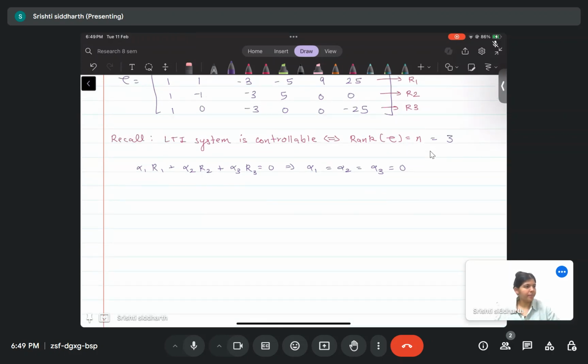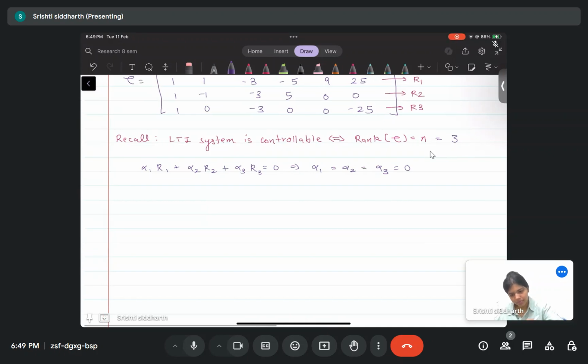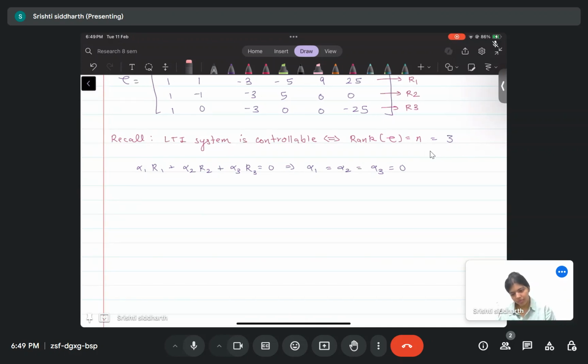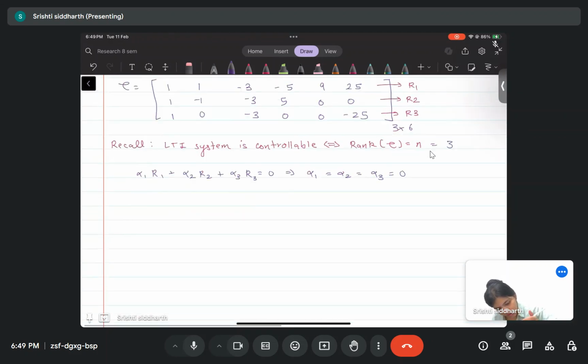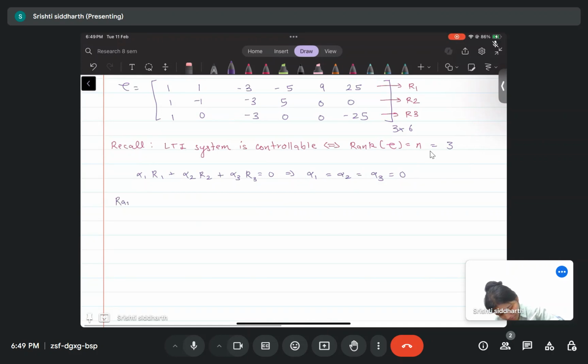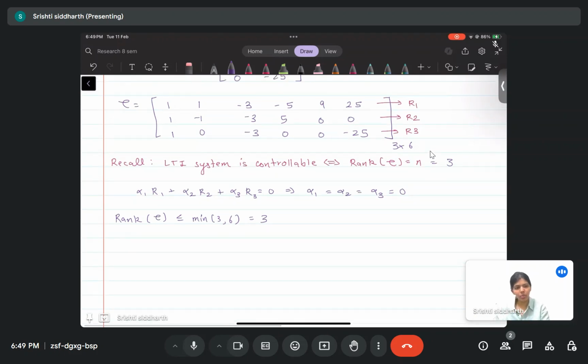Okay, so let's see. This is 3 by 6, and the rank is going to be less than or equal to the minimum of 3, 6. So the rank is going to be either 3 or less than 3. Alright, so now let's see the linear combination.